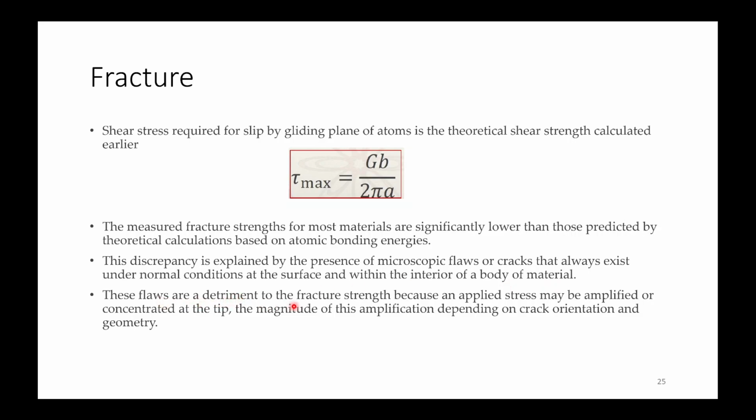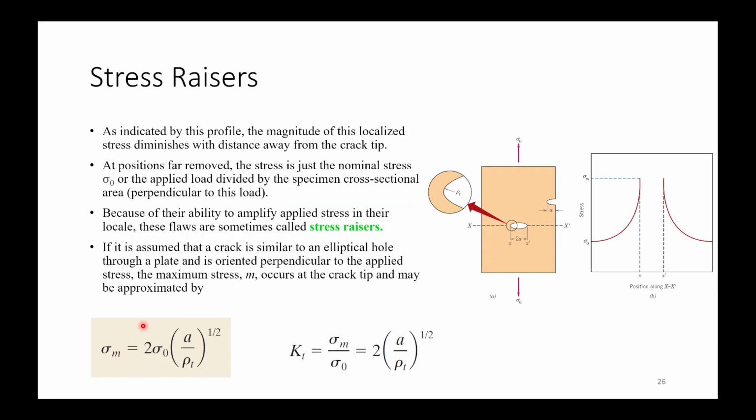These flaws are detrimental to the fracture strength because an applied stress may be amplified or concentrated at the tip. The magnitude of this amplification depends on the crack orientation and geometry. Now, these things that are reducing the strength of material are called stress raisers. As indicated by this profile, the magnitude of this localized stress diminishes with distance away from the crack tip. This is the profile.